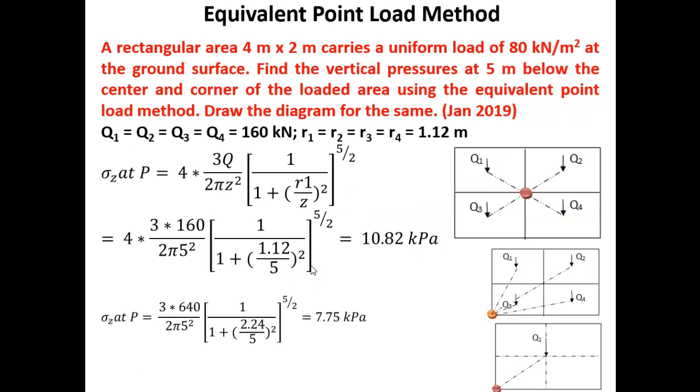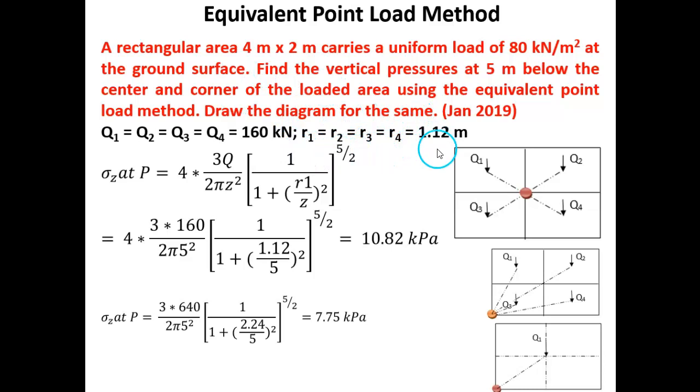Next example. A rectangular area 4 meter by 2 meter carries a uniform load of 80 kilonewton per meter square at the ground surface. Find the vertical pressures at 5 meter below the center and corner of the loaded area using the equivalent point load method. Draw the diagram for the same.